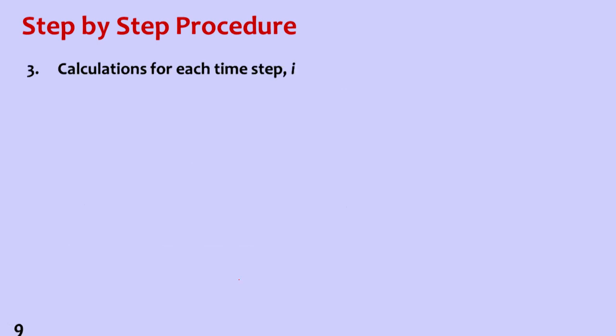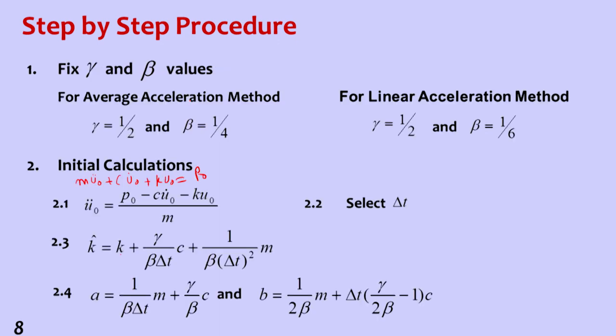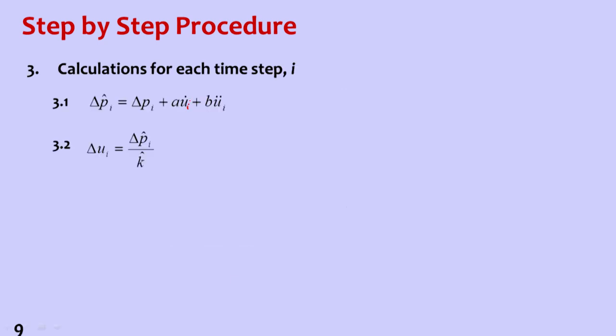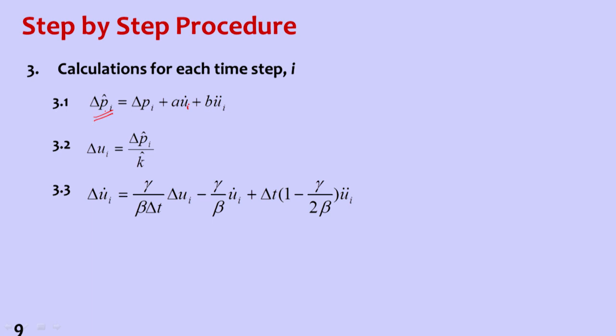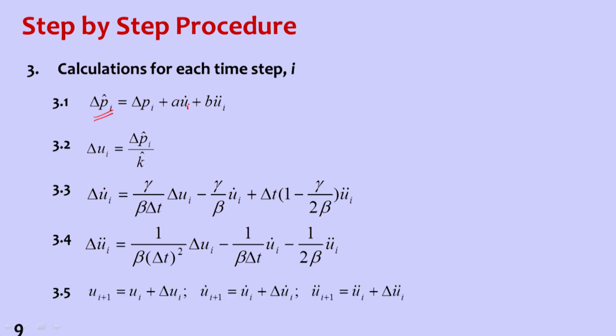Then after that, the calculation for each time step. Delta p i cap is equal to delta p i plus a times u dot i plus b times u double dot i. We know these a and b values, so you substitute them, and then delta u i is equal to delta p i cap divided by k cap. Remember this: delta p is calculated at every time instant, whereas k cap is a constant value which is fixed, so it will not change in the analysis. Then similarly we find the velocity increment, and then the acceleration increment. Like this we populate the table.